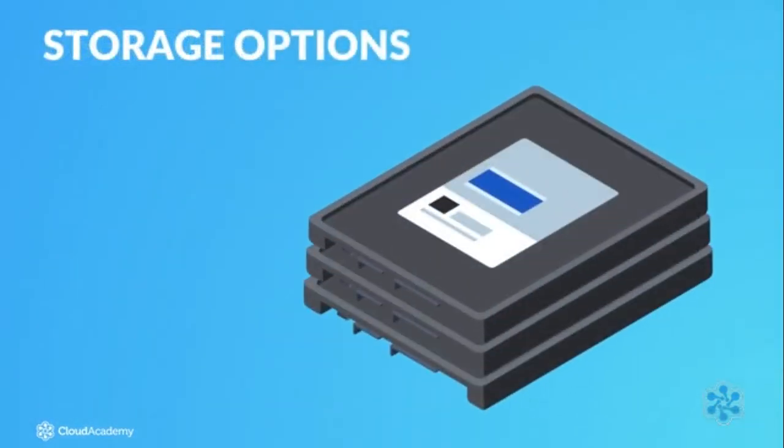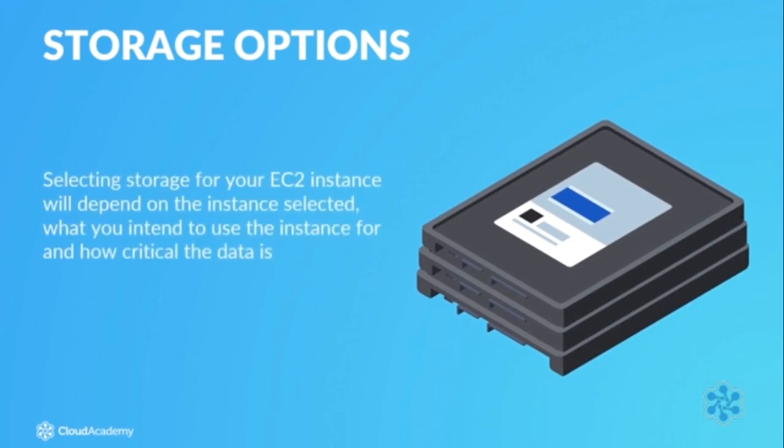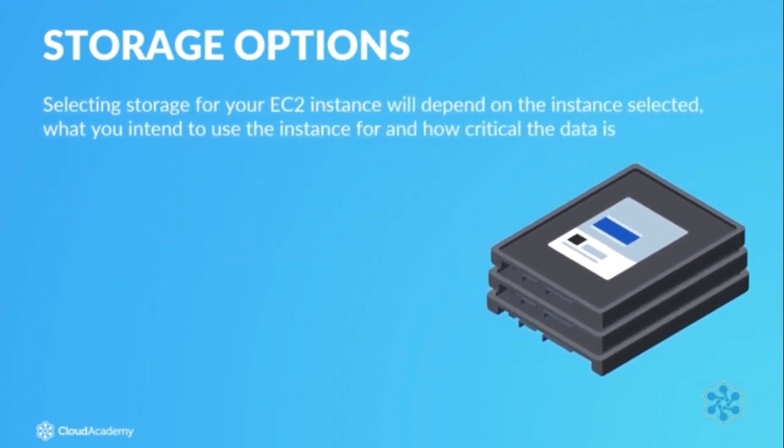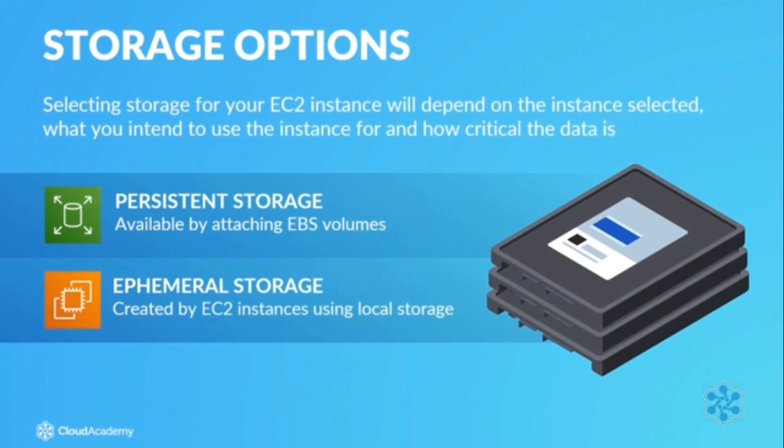Storage options. As a part of the configuration when setting up an EC2 instance, you are asked to select and configure your storage requirements. Selecting storage for your EC2 instance will depend on the instance selected, what you intend to use the instance for, and how critical the data is. Storage for EC2 can be classified between two distinct categories: persistent storage and ephemeral storage. Ephemeral meaning temporary. Persistent storage is available by attaching Elastic Block Store, EBS, volumes, and ephemeral storage is created by some EC2 instances themselves using local storage on the underlying host, known as instance-backed storage. Let's look at each of these storage options in greater depth.